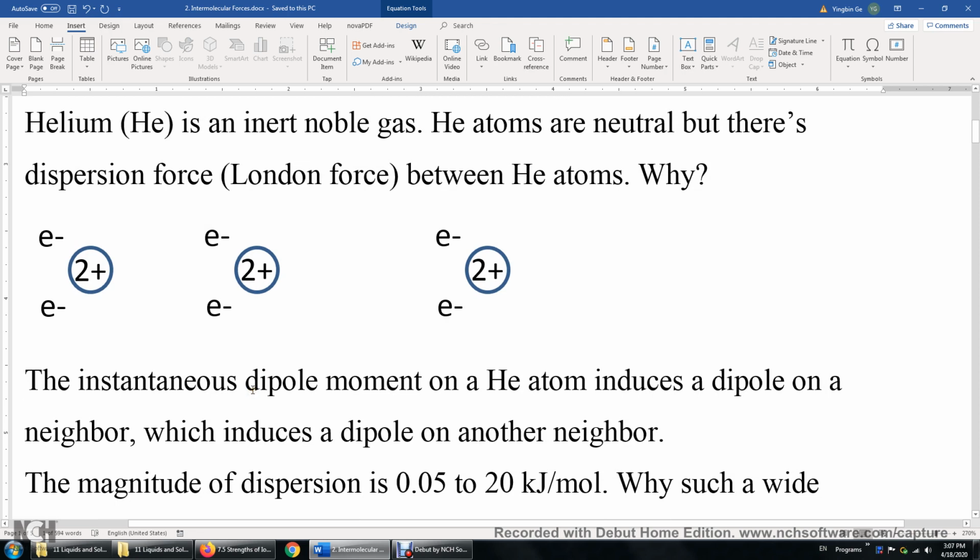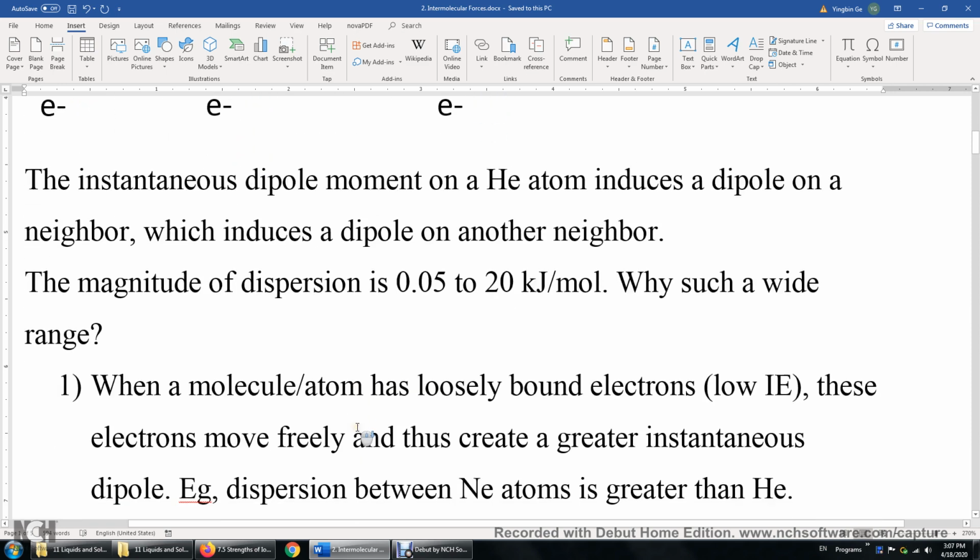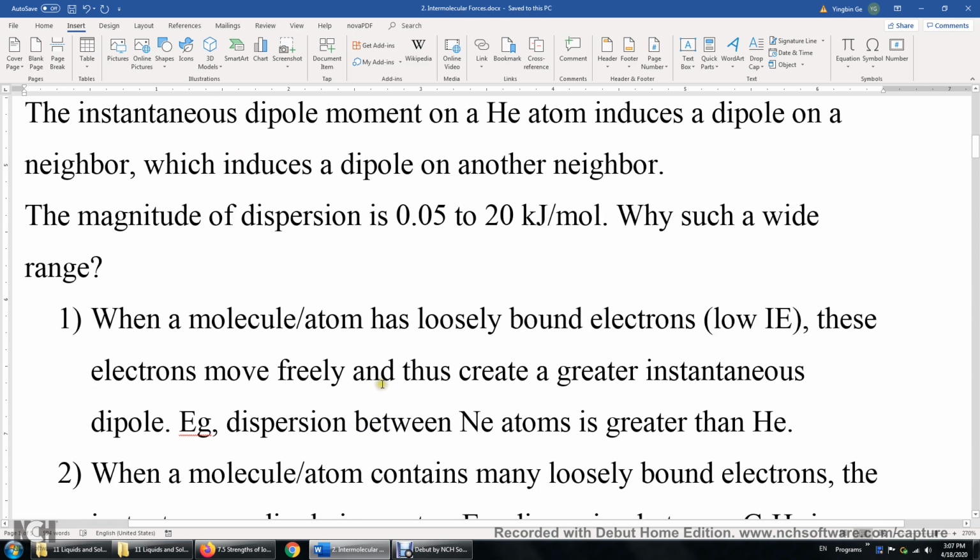What's the magnitude of dispersion? There's a very wide range. It's from 0.05 to 20 kilojoules per mole. For helium atoms, it's 0.05 kilojoules per mole. But for some very large molecules, it can be as much as 20 kilojoules per mole. What's the reason? There are three reasons.